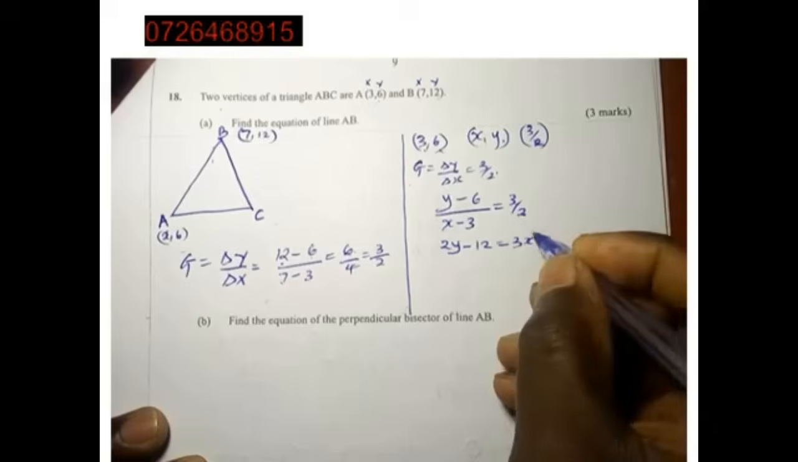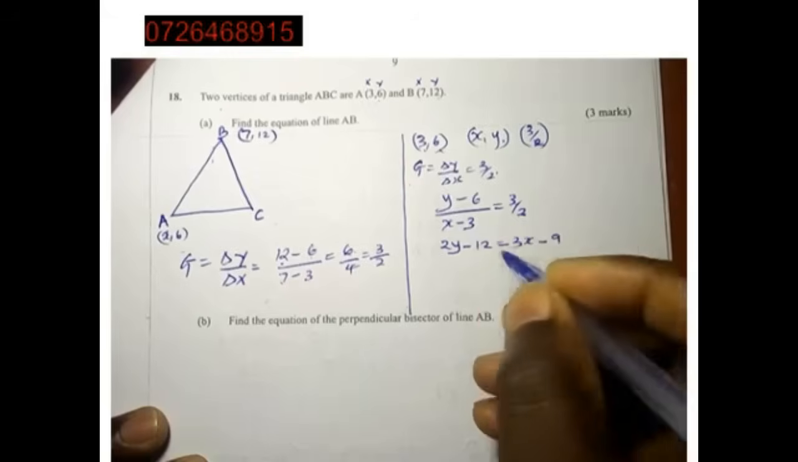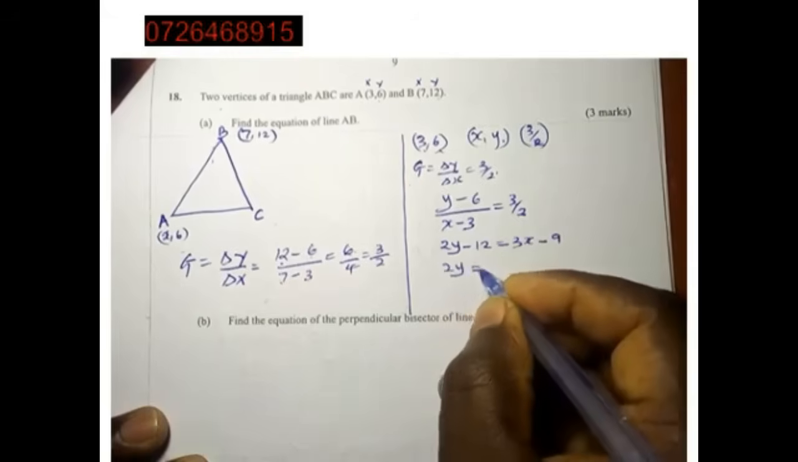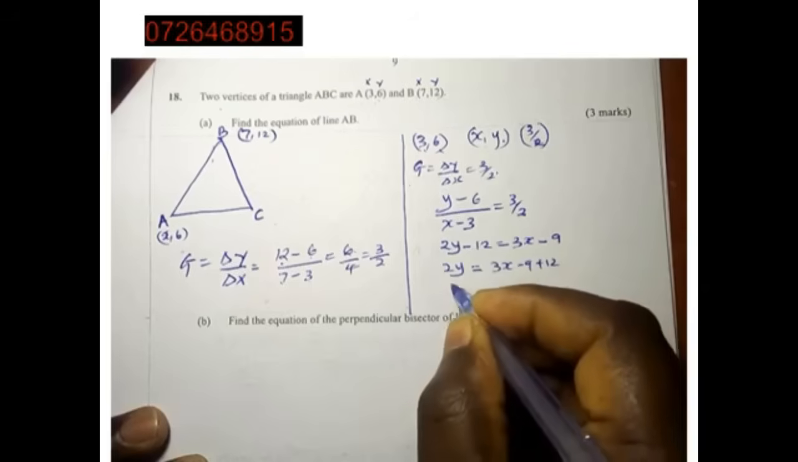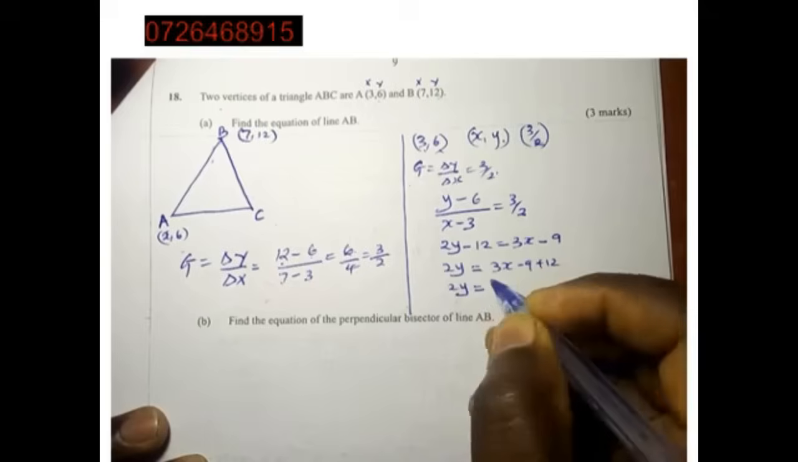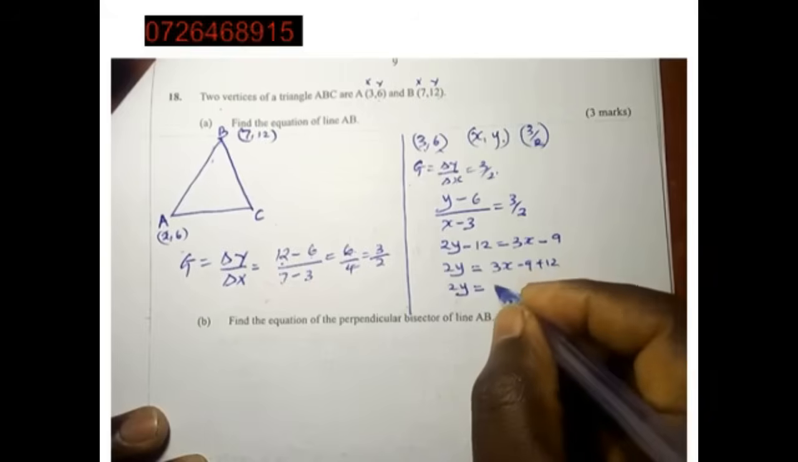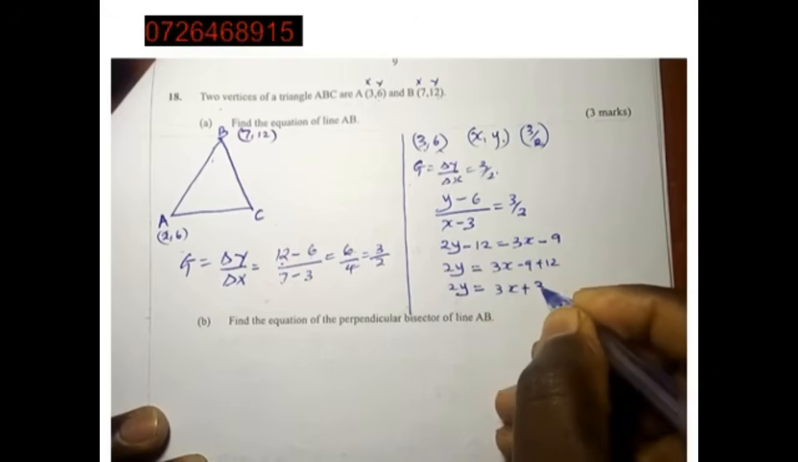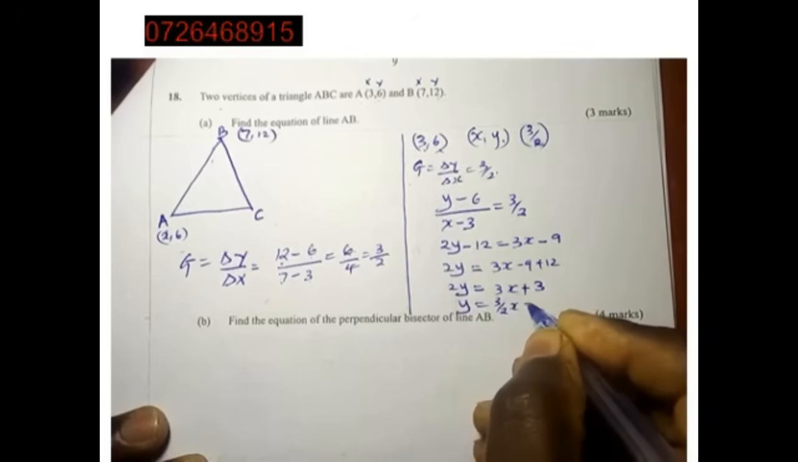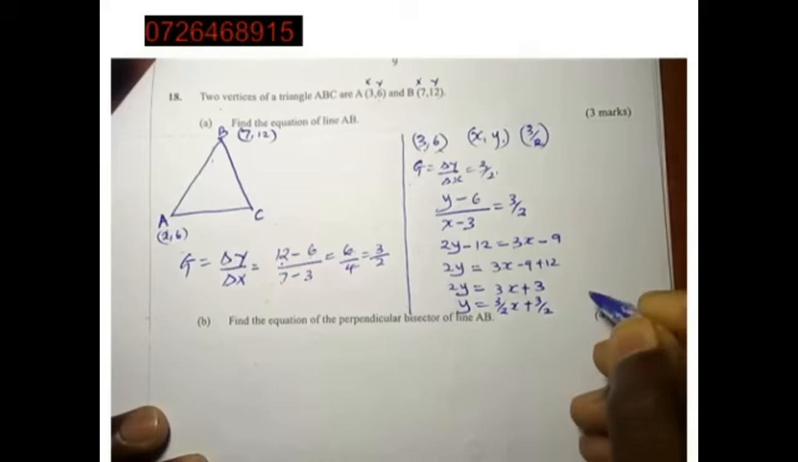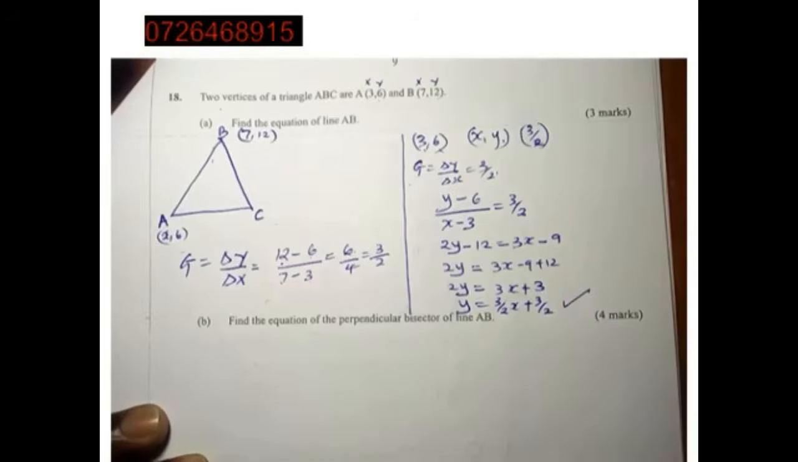A times a minus a times a itakuwa minus 9. So 2y itakuwa 3x negative 9 plus 12. 2y itakuwa ngapi? Itakuwa 3x plus 3. Finally y, so we divide by 2, so we have y is equal to 3/2 x plus 3/2, and that is the equation of line AB. Hiyo ndio equation ya line AB.